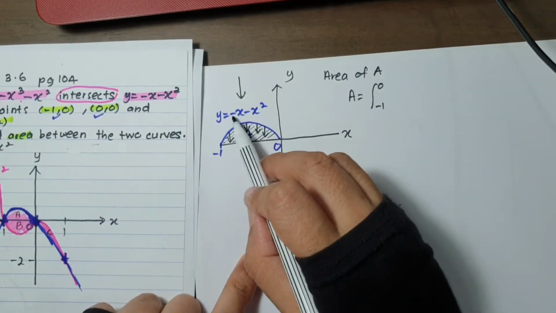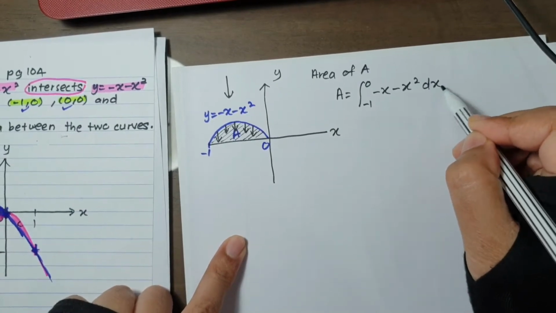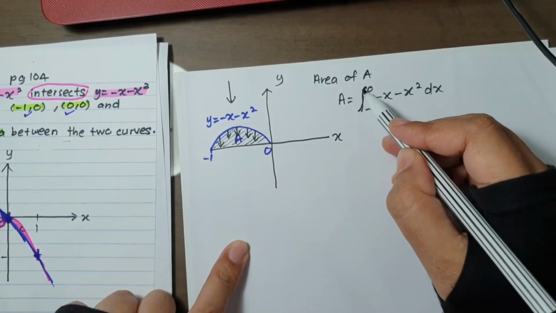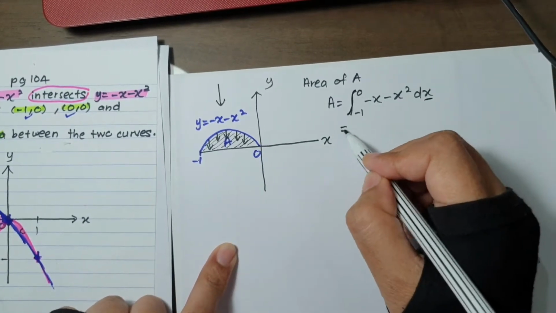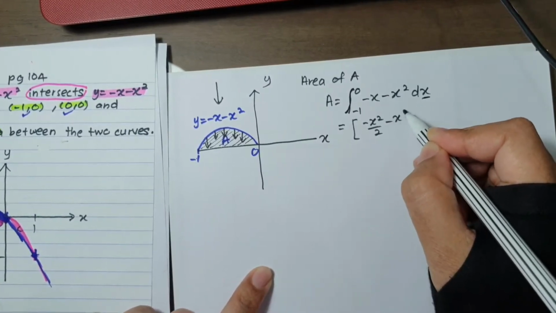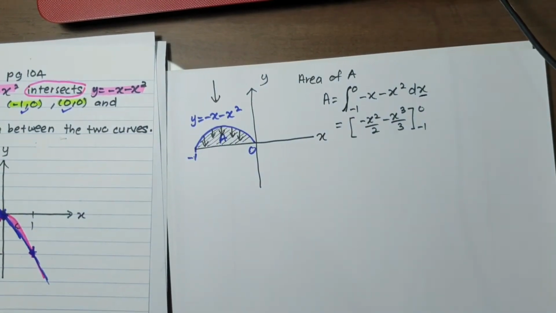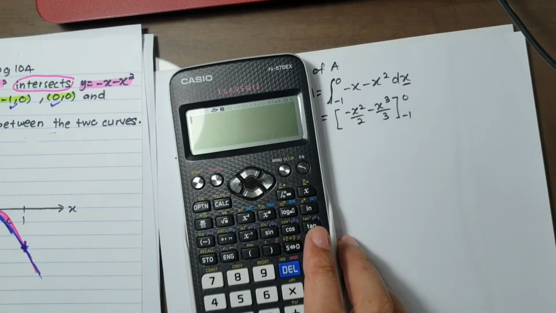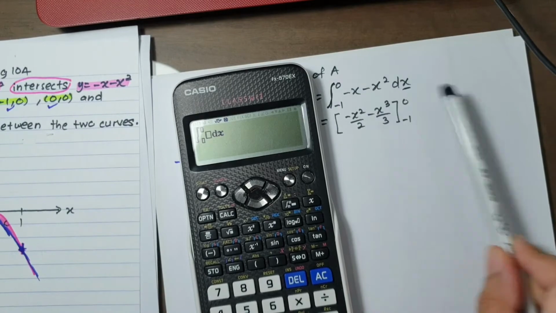If you make y your subject, your equation is negative x minus x squared, with dx. Why is it dx? Your function is in terms of x, and the limits touch the x-axis, so negative 1 to 0. First you integrate this function to become negative x squared over 2 minus x cubed over 3, from negative 1 to 0. Actually, you can use your calculator. Let's check. If you use this calculator, it has the integration function. Key in this one.